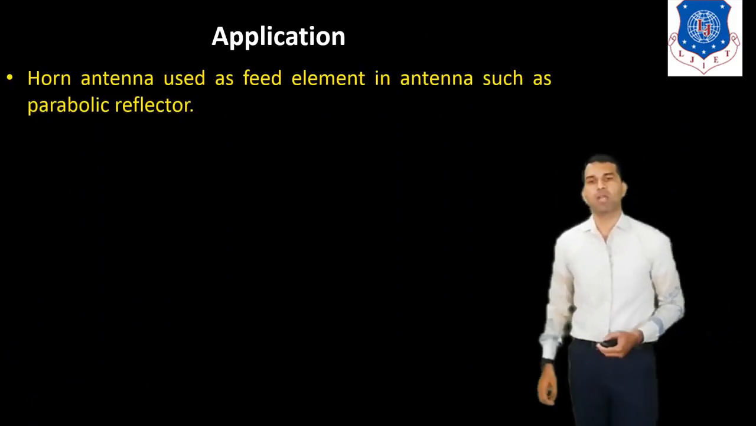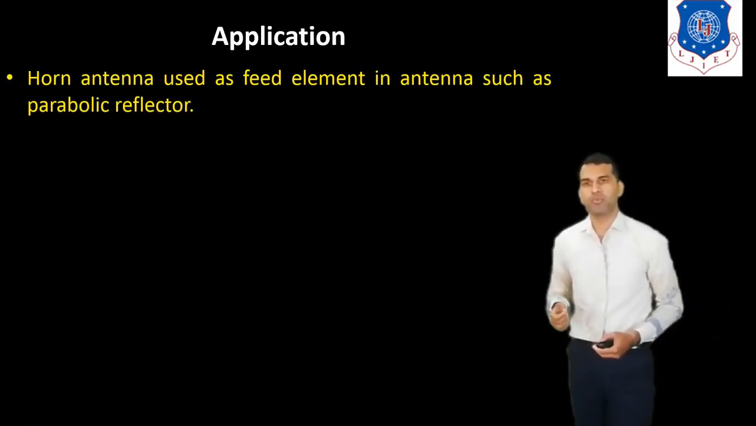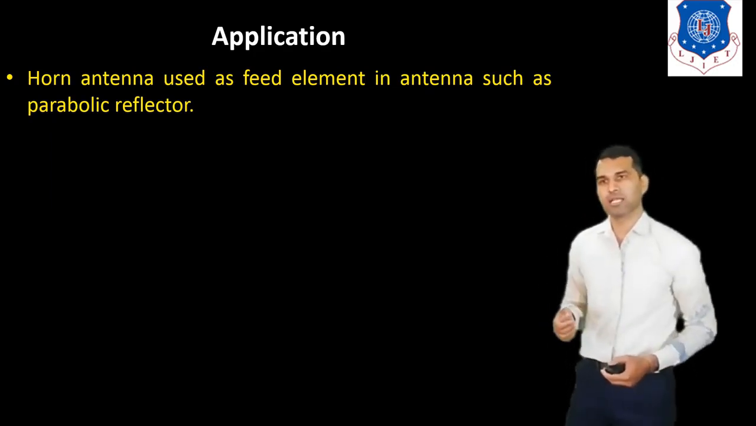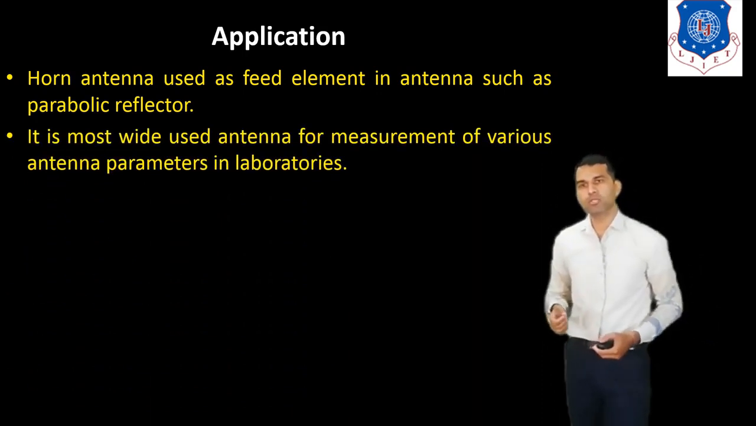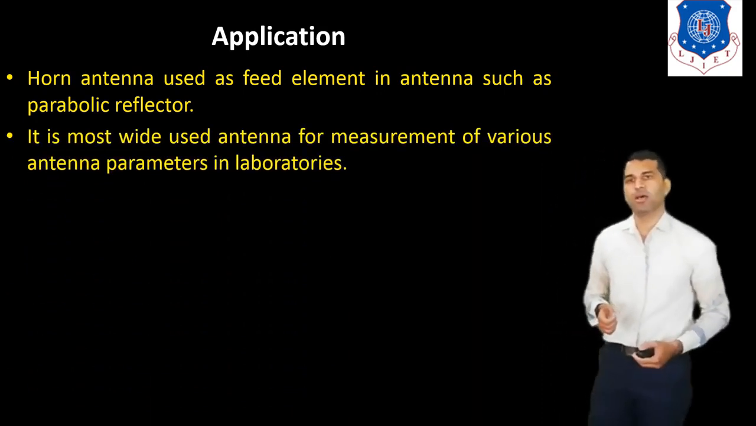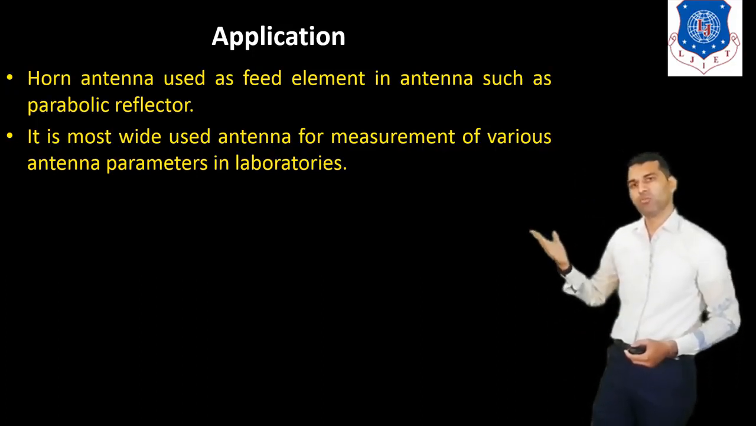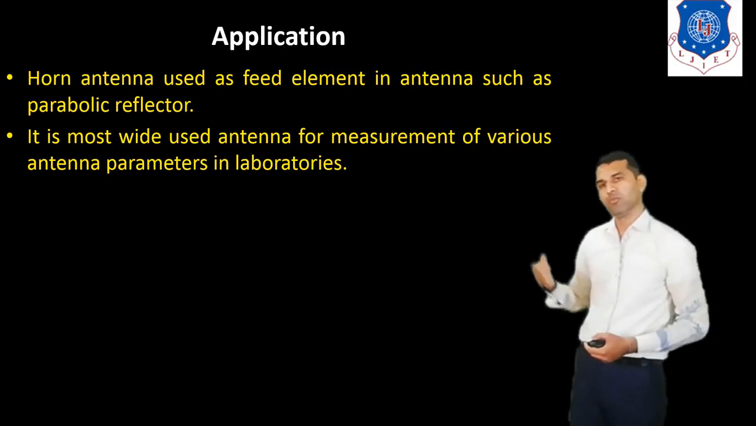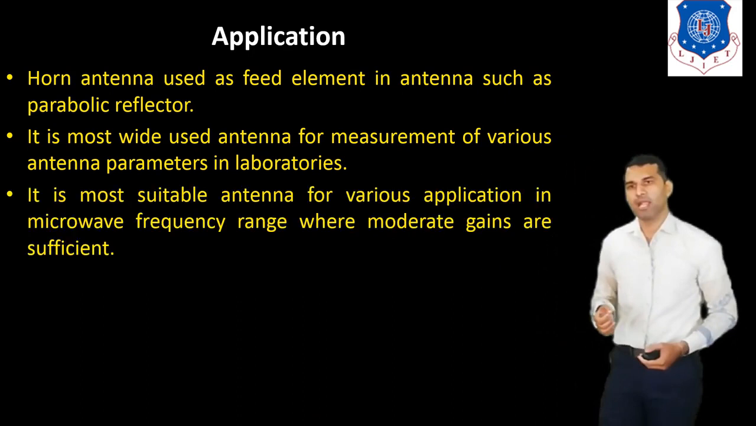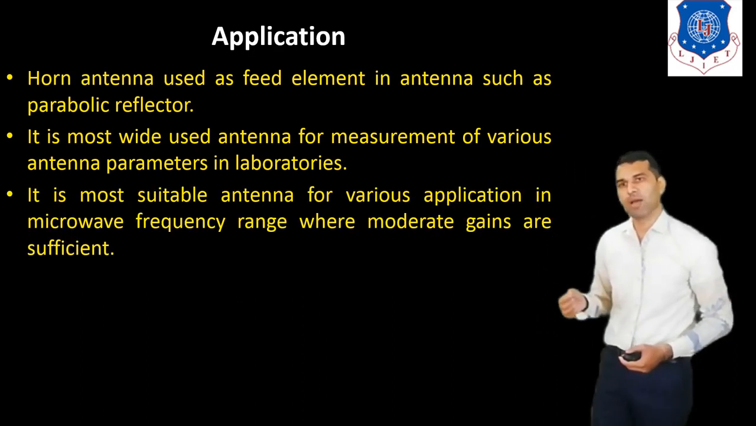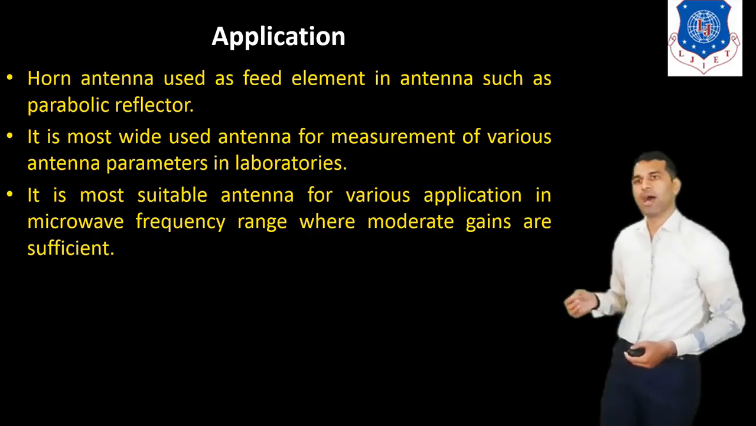And now we discuss the applications of this antenna. Horn antenna is used as a feed element in antennas such as the parabolic reflector. It is the most widely used antenna for measurement of various antenna parameters in the laboratory. So to measure the different antenna parameters, we use this antenna. It is most suitable for various applications in the microwave frequency range where moderate gain is sufficient.